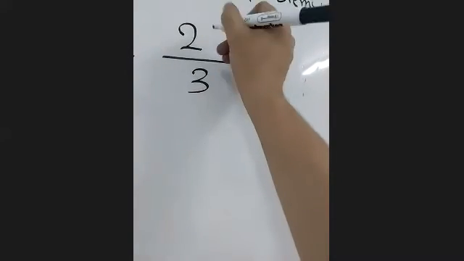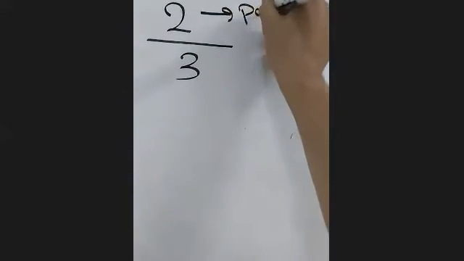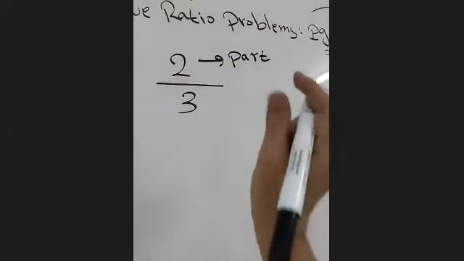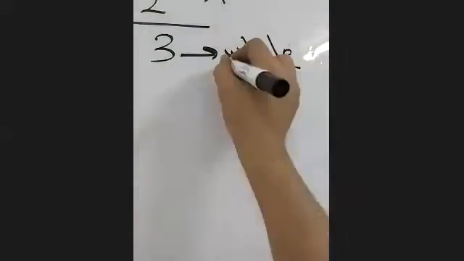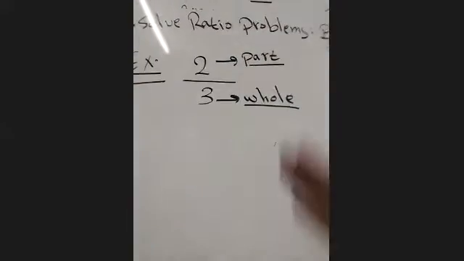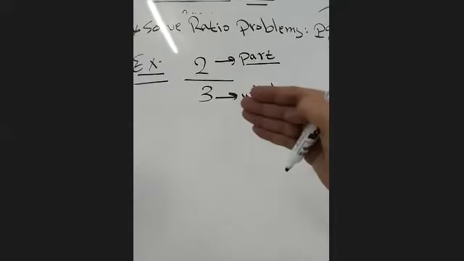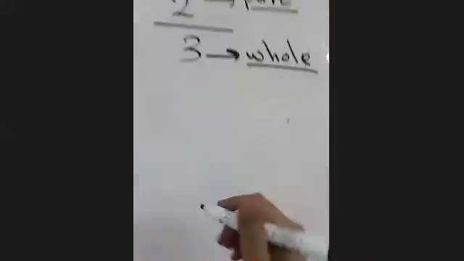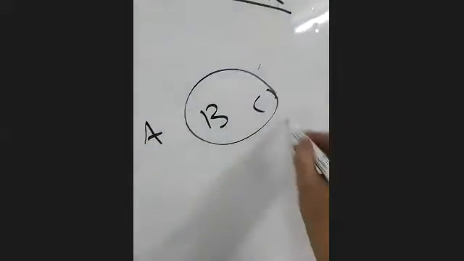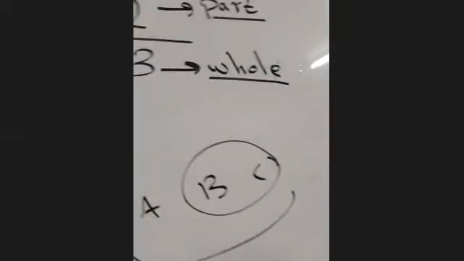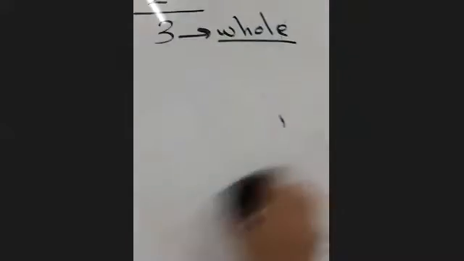2 out of 3. I will write it 2 over 3. The 2 is the part. The 3 is the whole. 2 out of 3 students means if we have 3 students, A, B, C, 2 of them prefer cats. Got it?